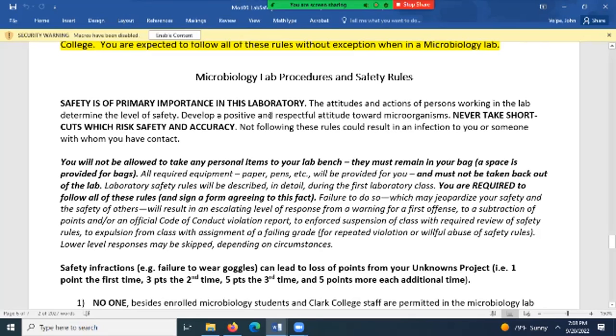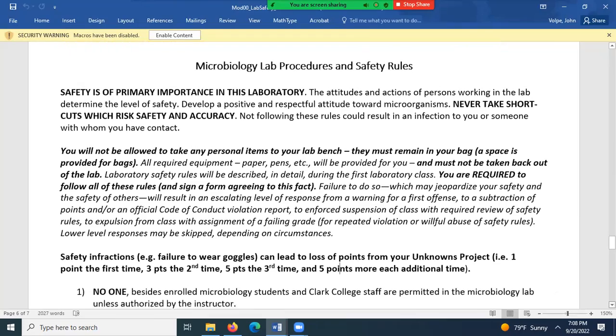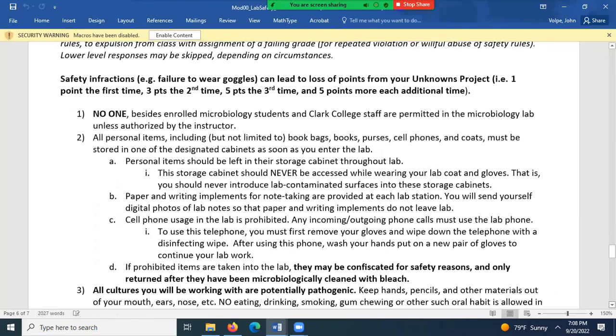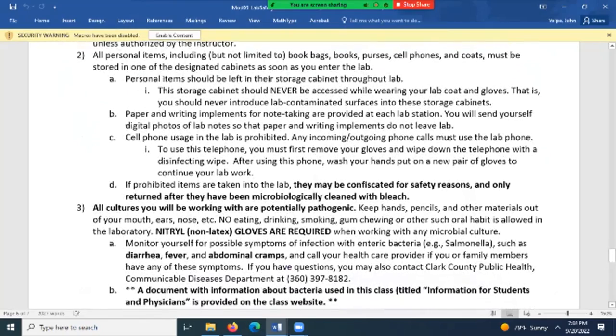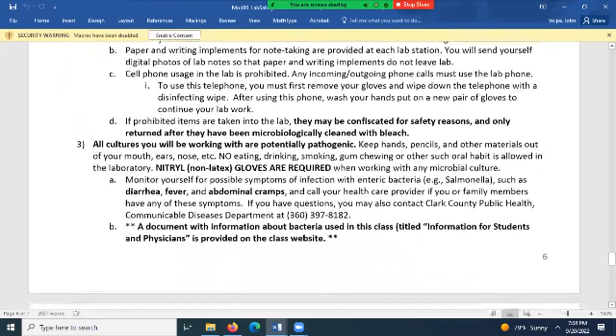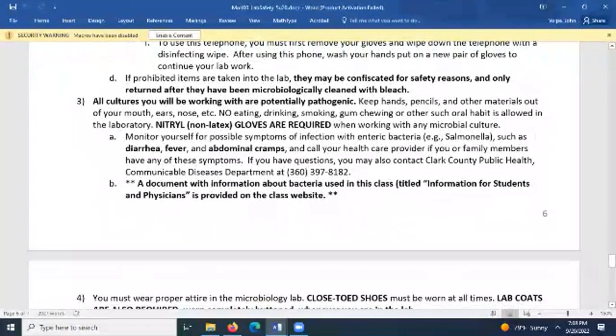So learn about safety and what safety and accuracy are. We already talked about that. I'm not going to talk about safety infractions because you're not actually going to come into the lab. You don't really need to monitor yourself because you're not going to ever handle bacteria.